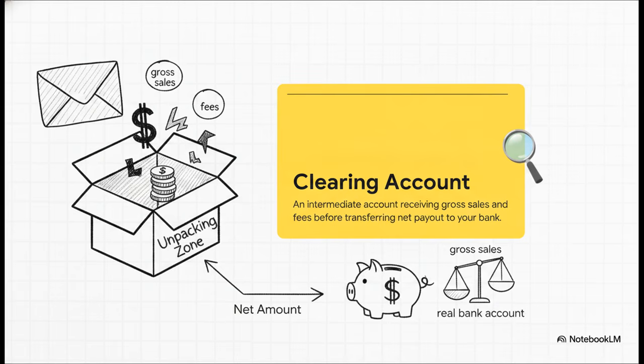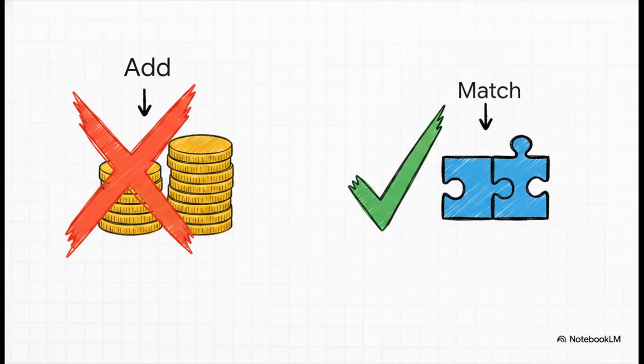Instead of dumping that sealed envelope directly into your real, actual checking account, the clearing account receives the gross sales, the refunds, and all those specific tiny fees. It gives every single deduction a proper place to land, perfectly balancing the math before the final net amount transfers over to your real bank. It's brilliant. Because of this, there is a crucial golden rule you have to remember.